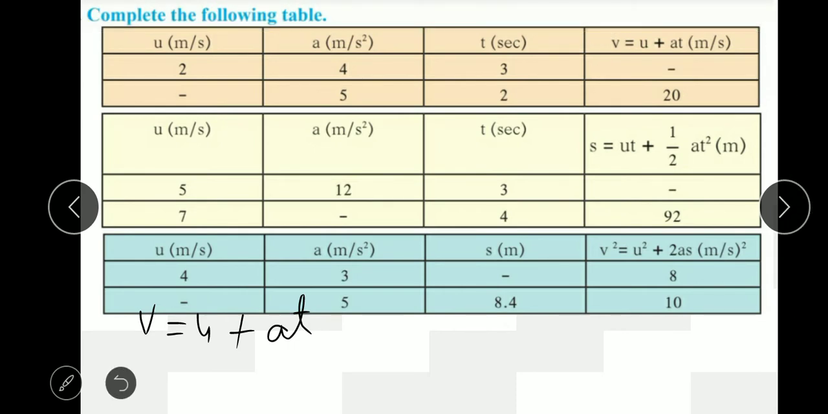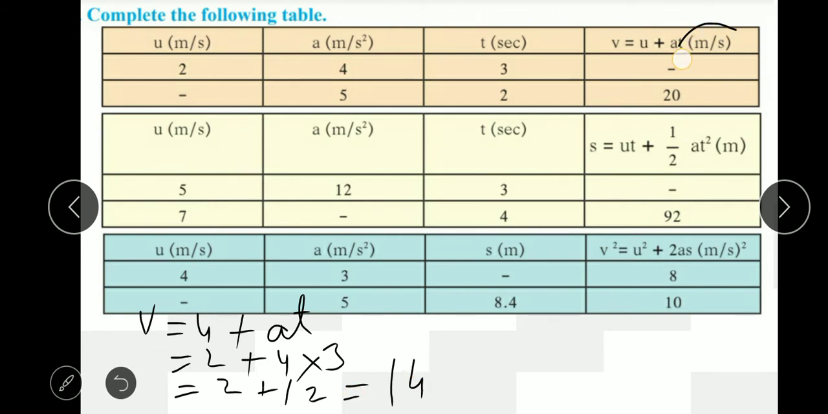Now what I'll do, students, is substitute the values. v is equal to u plus at; the u value is given here as 2, so I'll write 2. Plus the a value is given as 4, so I'll put 4 here, into the t value, which is given as 3, so I'll put 3. So when I put the values, I get 2 plus 4 threes are 12, and the final answer is 12 plus 2, 14.